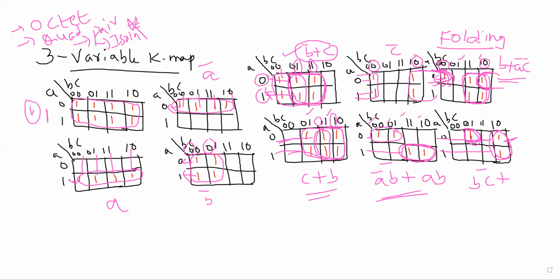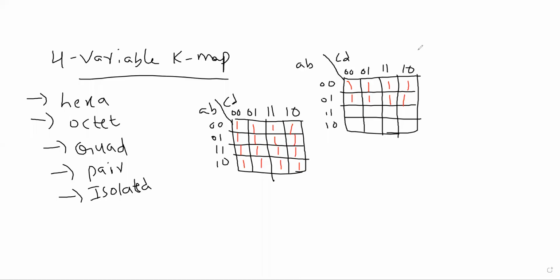How should you write? There is only one row, that is A bar. Then there is only one column, that is what? B bar into C. In this manner, you have to map a three variable K-map. Okay, we will see the four variable K-map mapping. Now we will see the four variable K-map mapping here.